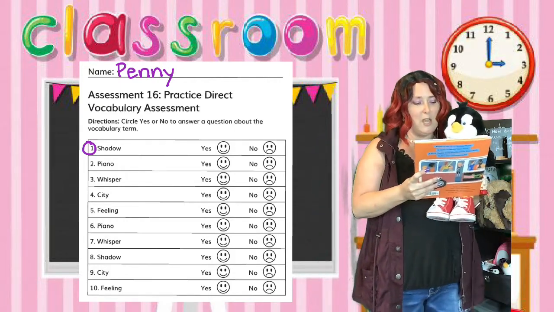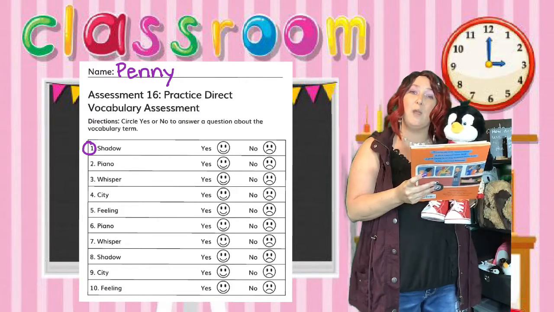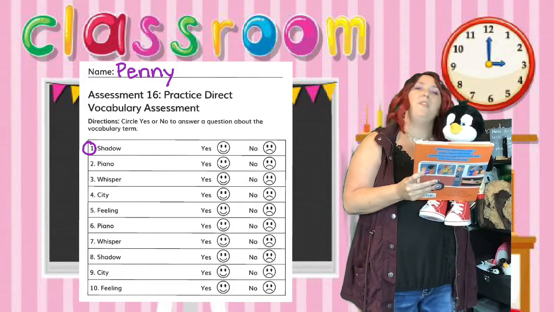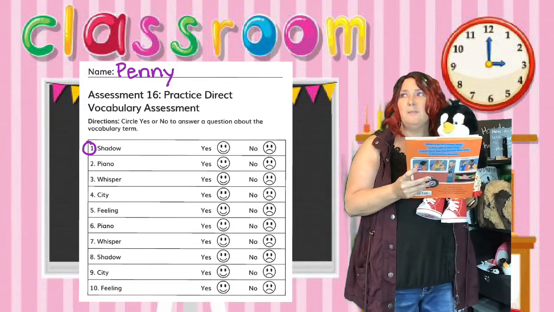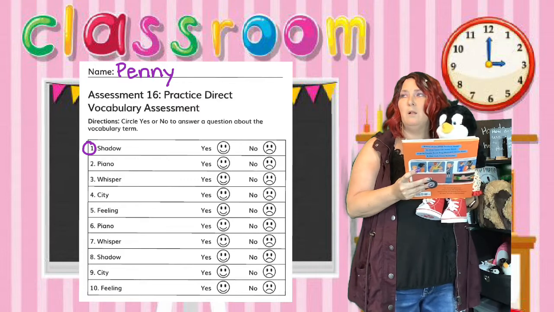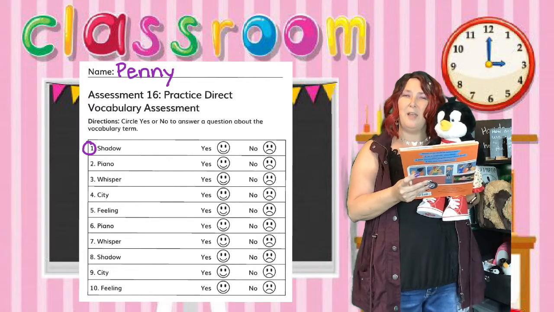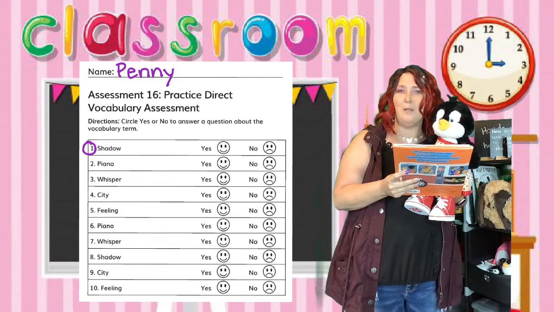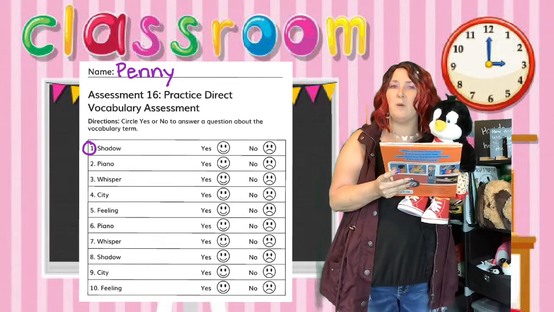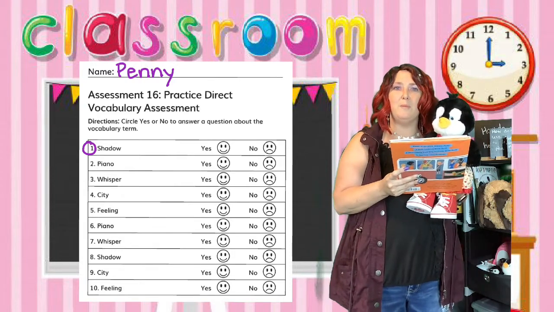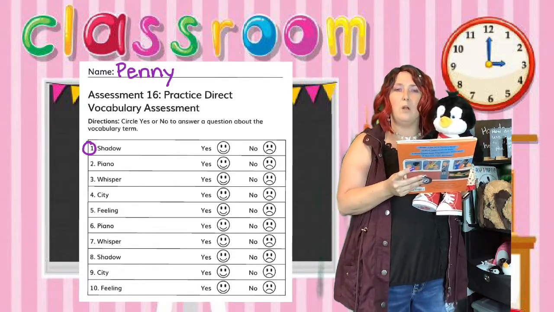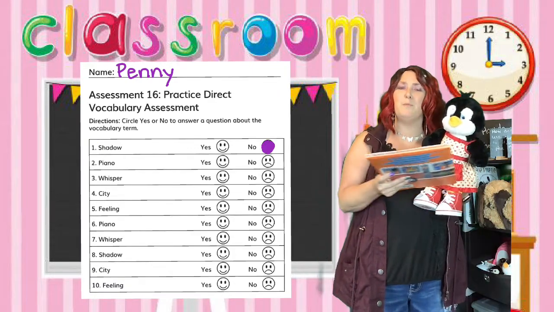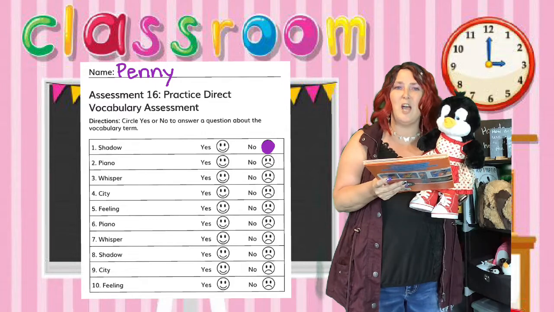Okay, it says shadow. Can you see your shadow in a dark room? So we have to think, can I see my shadow in a dark room? Well, a dark room wouldn't have light in it, and last time I checked, you need light to make a shadow happen. Like you either need the sun behind you to make a shadow on the sidewalk, or you need a light bulb to make a shadow on the wall or on the floor. So I'm going to say no. You cannot see your shadow in a dark room because there's no light to make a shadow happen.